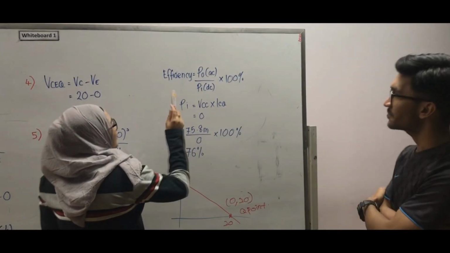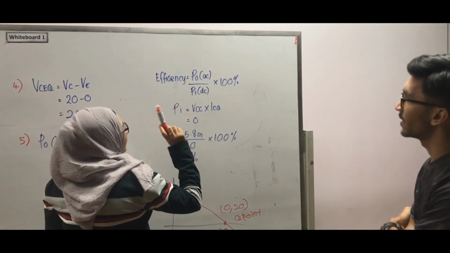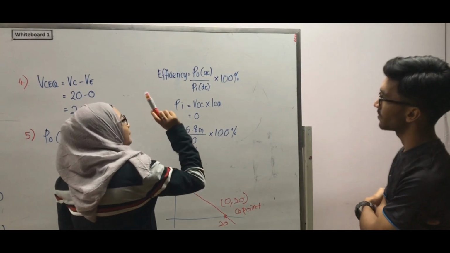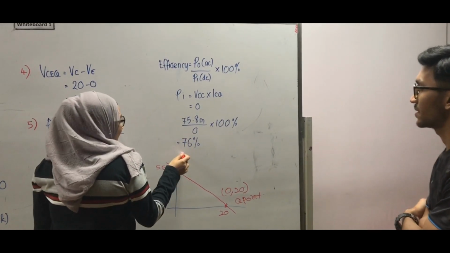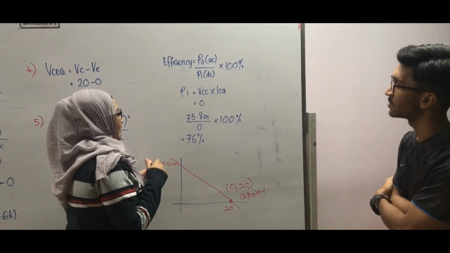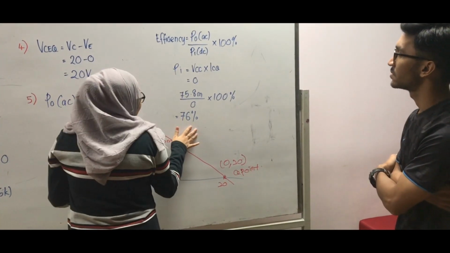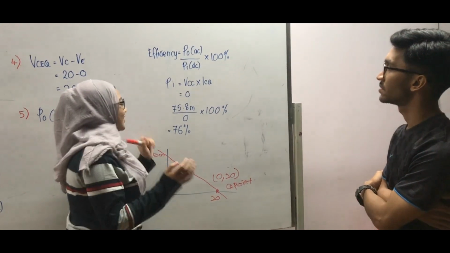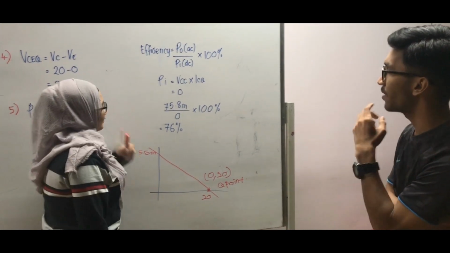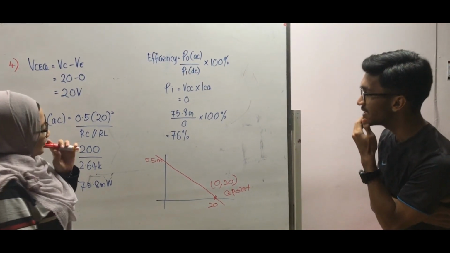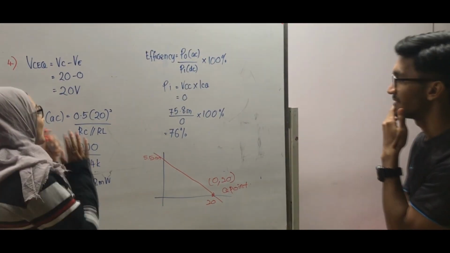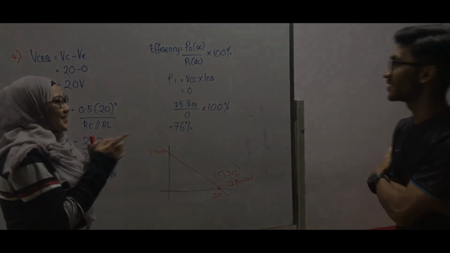For efficiency, power output AC is divided by power input DC, multiplied by 100%. So we get 76%. So the power amplifier class for 76% is Class C. I think you are wrong. Oh? If I'm not mistaken, 76% efficiency is Class B. Oh yeah, sorry, I'm wrong. You're right. Okay.